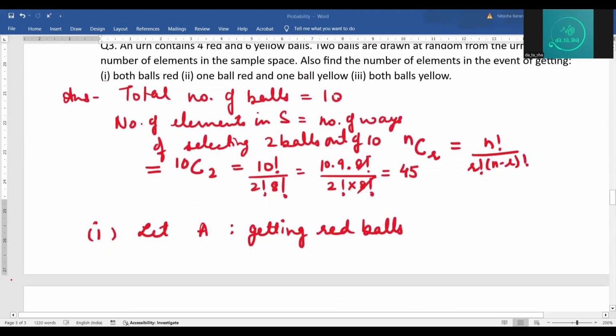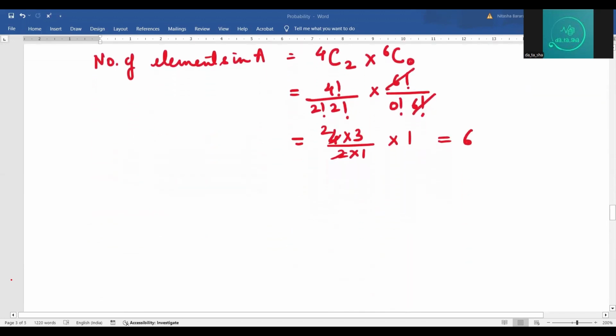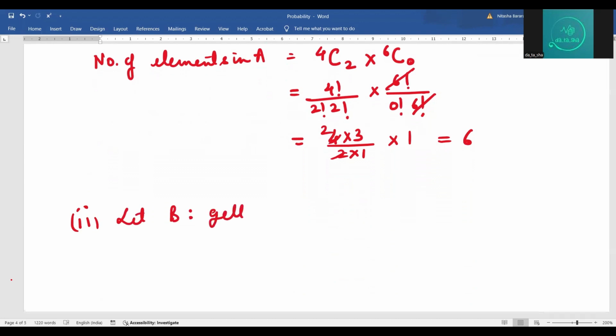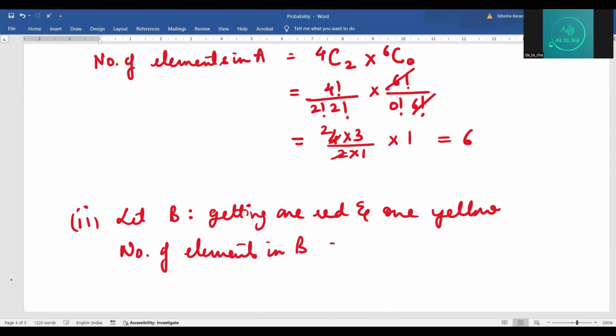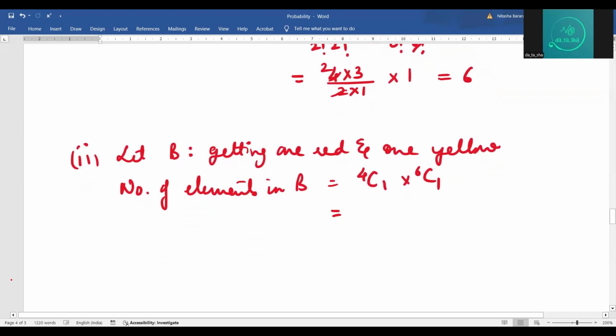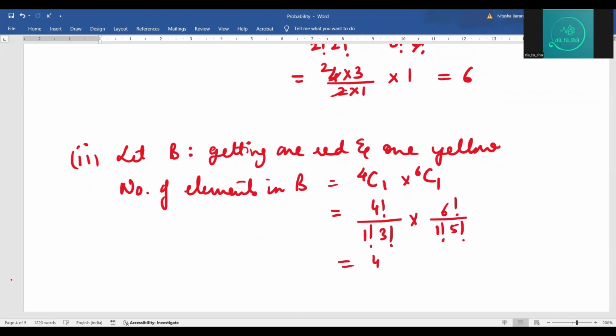Now when one is red and the other one is yellow, we'll calculate the probabilities later. I'm just leaving the space. So let B be the event of getting 1 red and 1 yellow. So the number of elements in B would be 4C1 into 6C1. So out of that, we are getting 4 into 6, that's 24. So there are 24 elements for B.